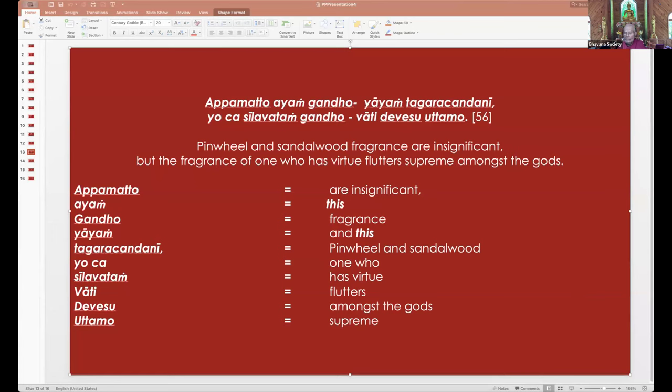Appamatto ayam gandho yayam tagara chandani yochasila vatang gandho vati deveshu uttamu.